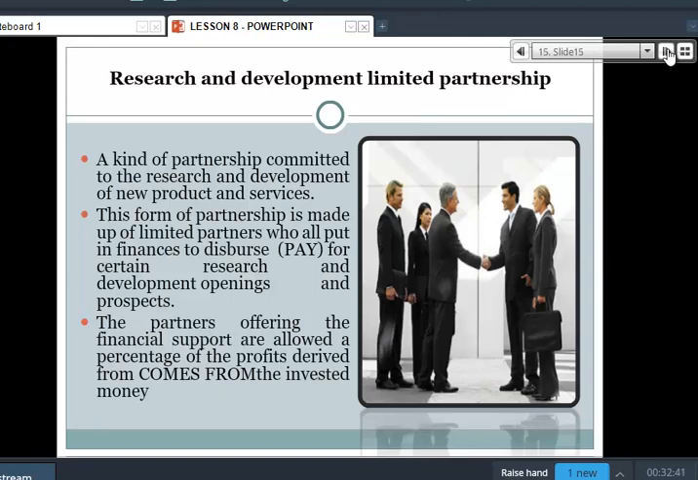What is the research and development limited partnership? A kind of partnership committed to the research and development of new products and services. This form of partnership is made up of limited partners who will put in finance to pay for certain research and development openings and prospects. These individuals are in charge of paying for your research investment funds. The partners offering the financial support are allowed a percentage of the profits derived from the invested money.